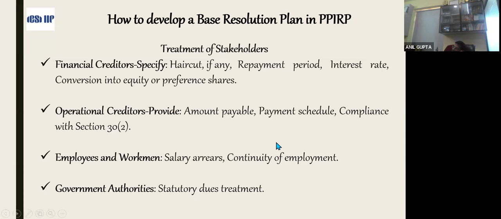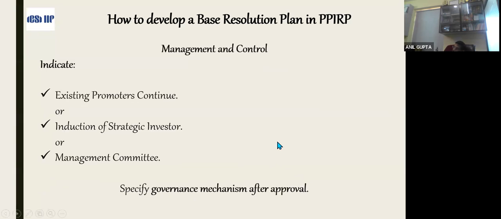Not only that, management control. Whether the present management continues, or induction of a strategic investor or management committee, all these things are also to be included, and a specific governance mechanism after approval. So the existing promoters continue. You have to tell, sir, whatever the management is there, we will continue, or we will inject strategic investors and a new management committee also. That also you please mention in the base resolution plan.